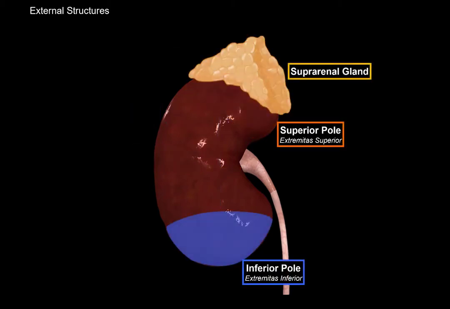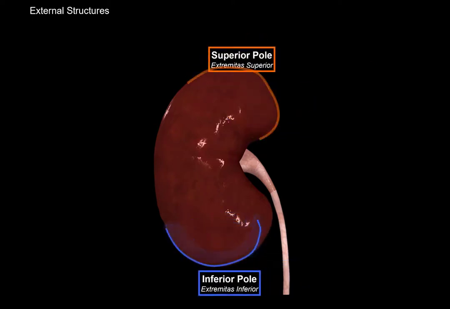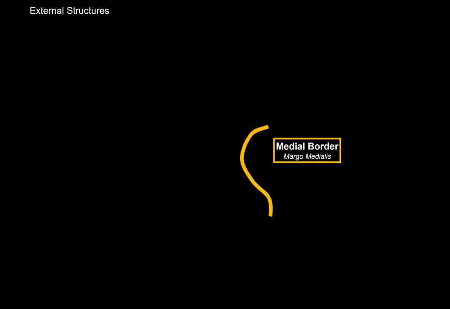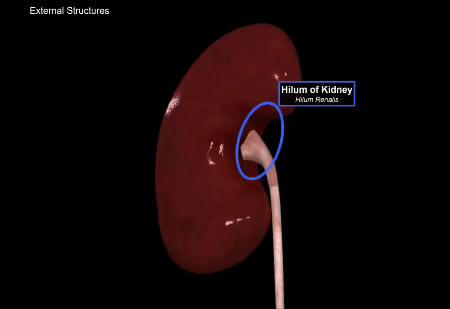And on the superior pole, you'll find a suprarenal gland resting on it, as you see here. They also have two margins. There's the lateral border, or the lateral margin, and there's the medial border. And the medial border has an area called the hilum of the kidney.